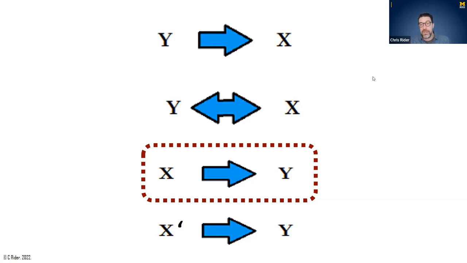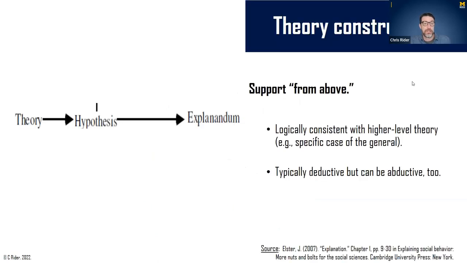So for example, I've done a lot of reading of John Elster recently as I've developed my methods course and his work on explanation. And so in constructing social science theories, Elster says that typically we start by trying to support our arguments from above. That is, there is higher level theory we deduce, typically, if not in actual practice and presentation. But it doesn't have to be deductive. From higher level theory, we deduce a hypothesis that explains something, an explanandum.